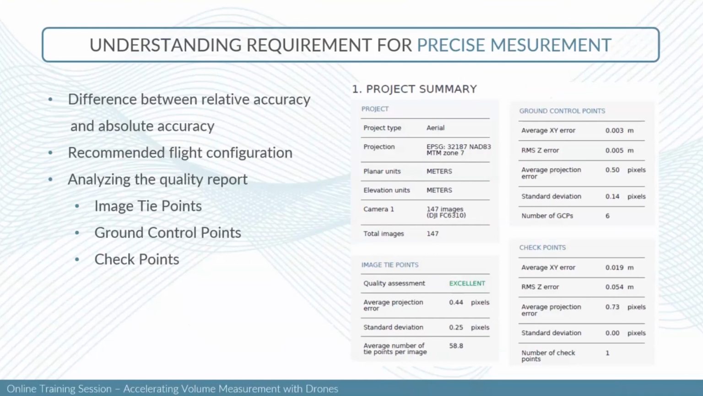And finally, one good thing is when you're done with your aerial triangulation, you really need to make sure that you analyze the quality report of your project. As you can see here on your screen, on the first page of your quality report, you will have three different windows where you can assess the overall accuracy of your project.